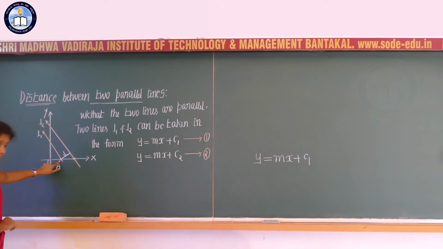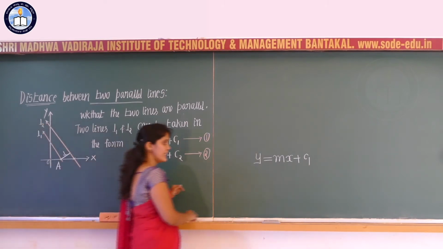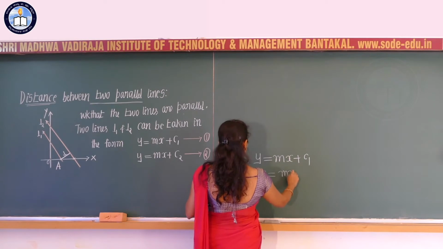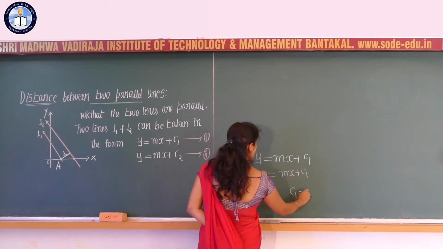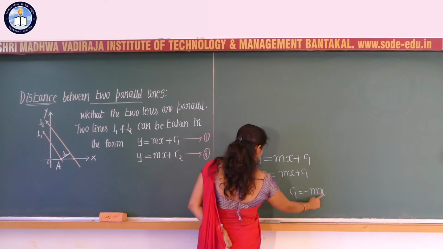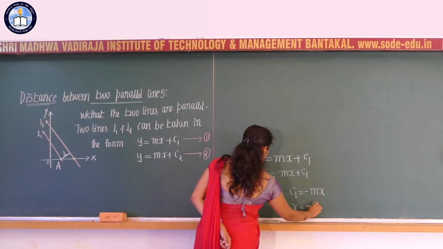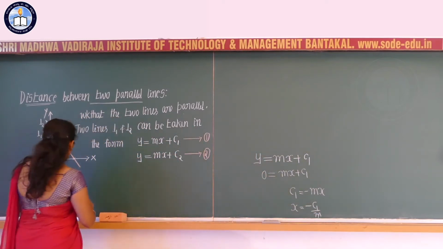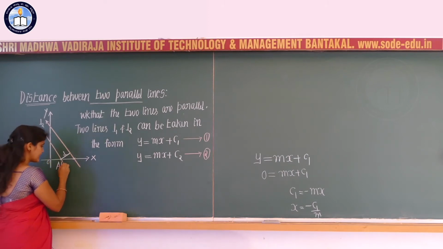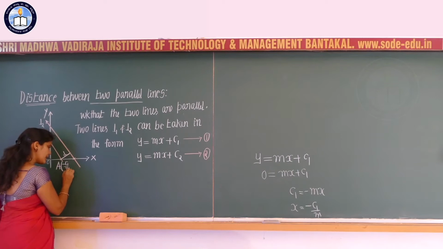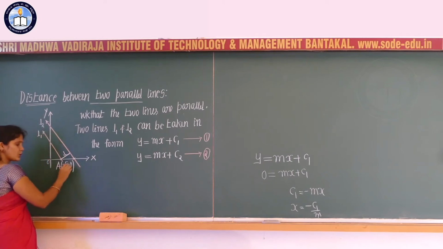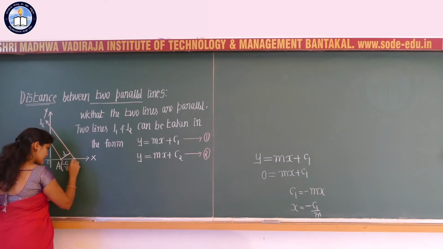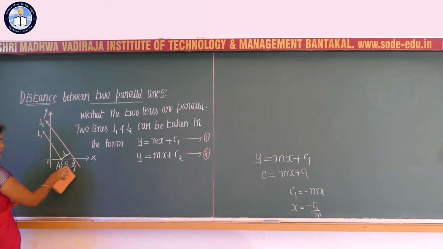Since the point A lies on the x-axis, its y coordinate is 0. So 0 is equal to mx plus c1, or c1 is equal to minus m into x. So x can be written as x is equal to minus c1 divided by m. Therefore the coordinates of the point A can be written as minus c1 divided by m, comma 0, because the point lies on the x-axis, so the y coordinate is equal to 0.